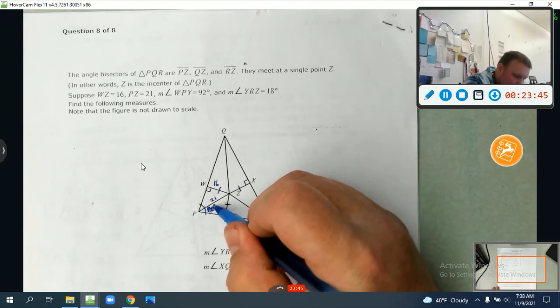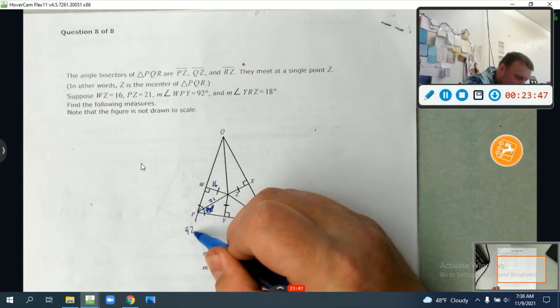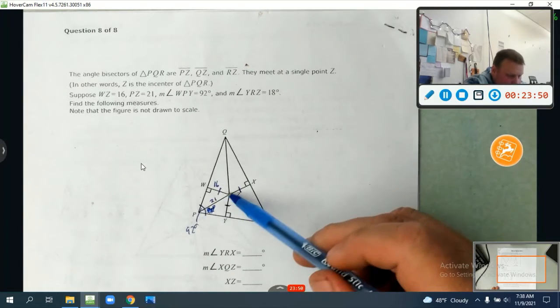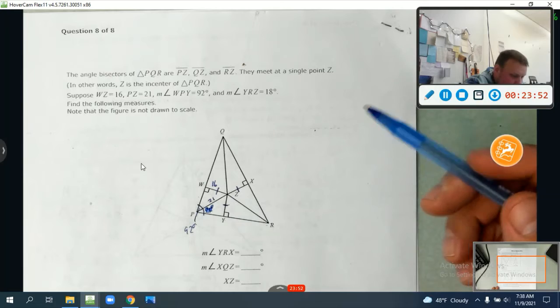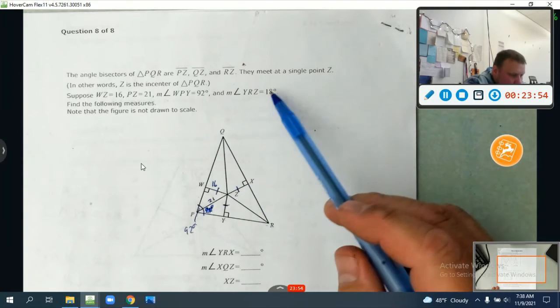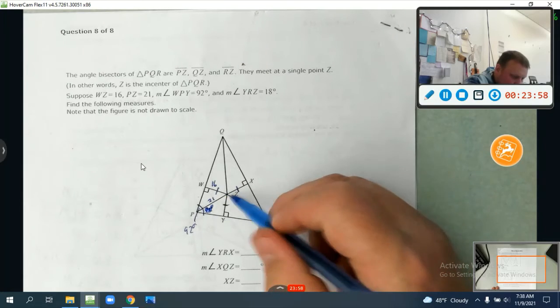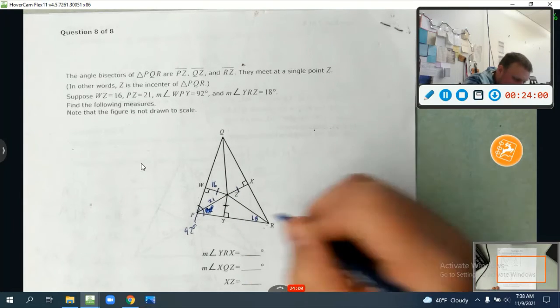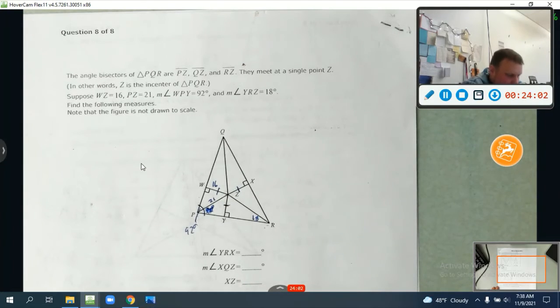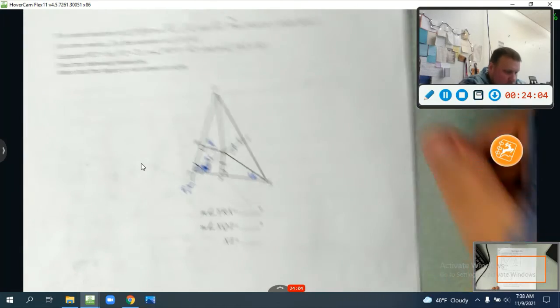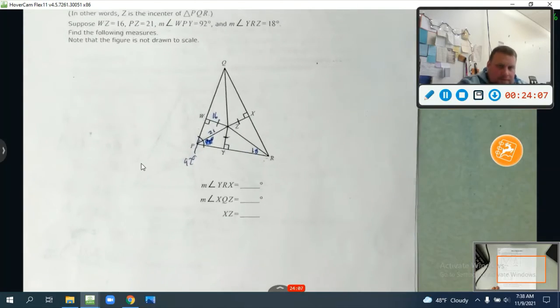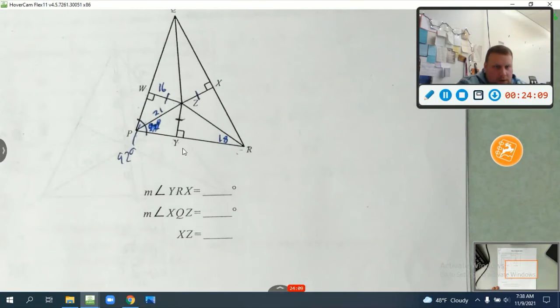I'm not going to write it like that. I'm actually going to write a little line, 92 degrees. This is the whole thing. And this is an angle bisector, so we'll get to that. And then we know YRZ is 18 degrees. So this little inside is 18 degrees. Okay. Note the following. Oh, it's not drawn to scale. That's fine. Whatever.